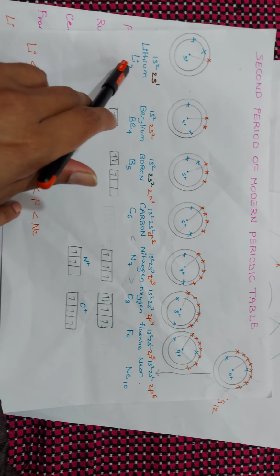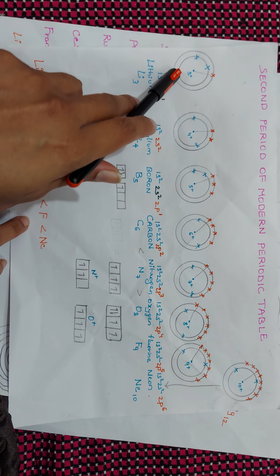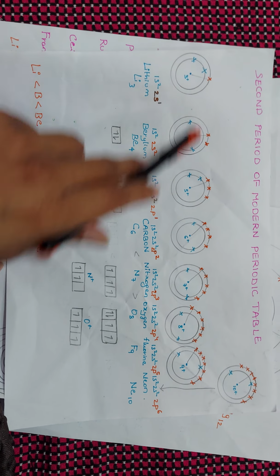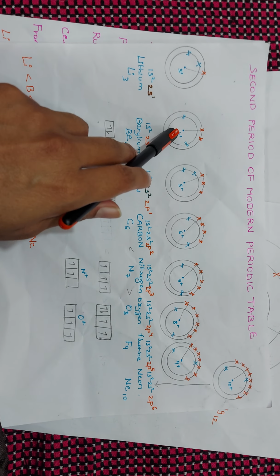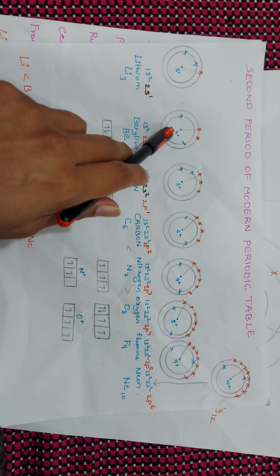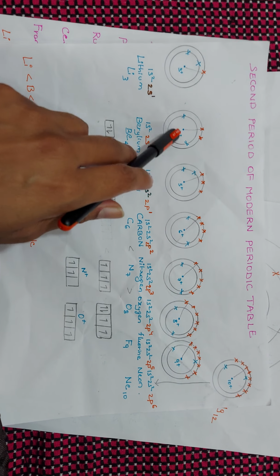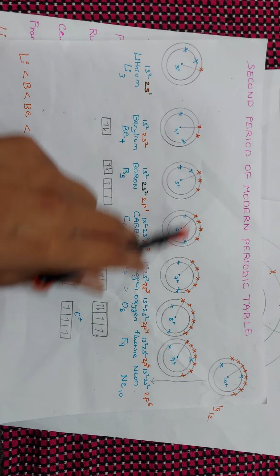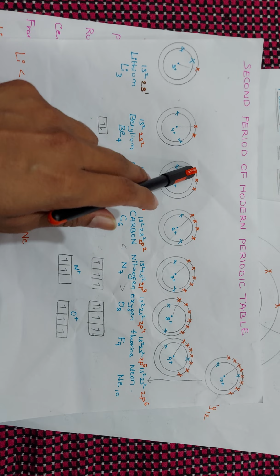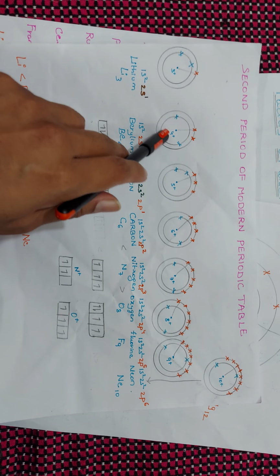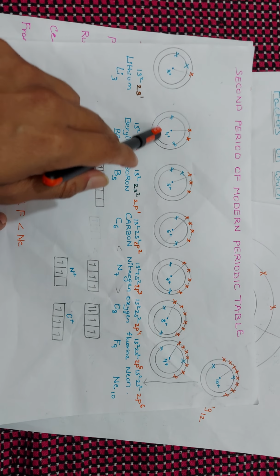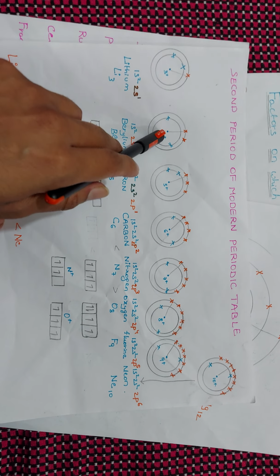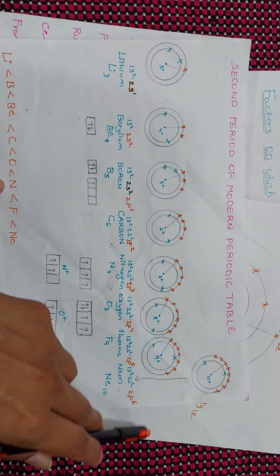So here see, for lithium the atomic number is 3, so the positive charge of the nucleus is 3. For beryllium the atomic number is 4, so the number of protons in its nucleus is 4, so the positive charge of the nucleus is 4. So as we go on like this, electrons keep on adding in the same shell, but the positive charge of the nucleus goes on increasing. So the positive charge strength is increasing as we go like this.